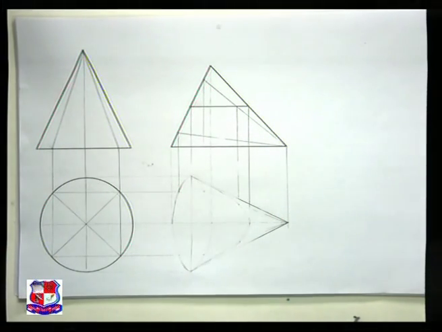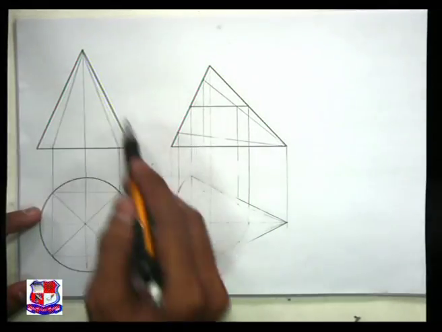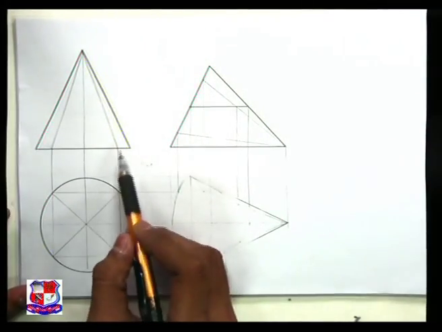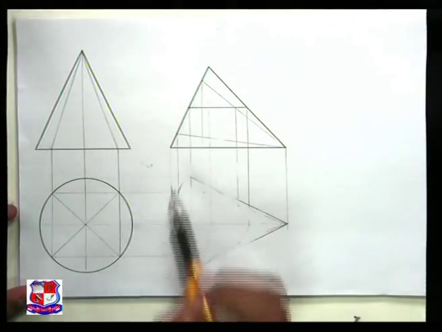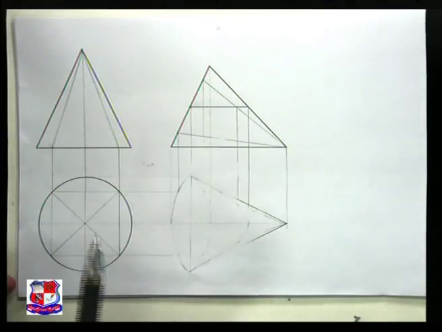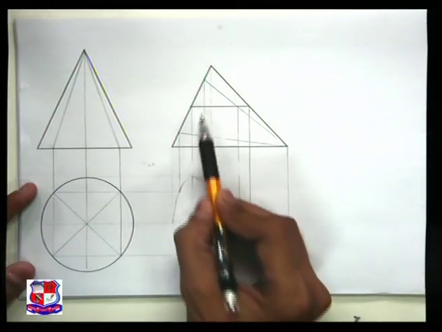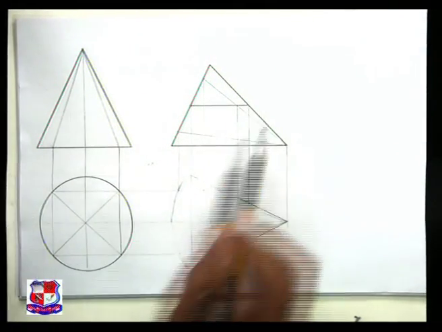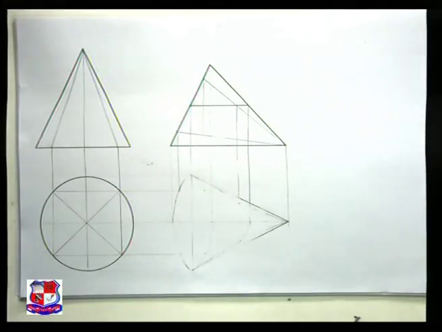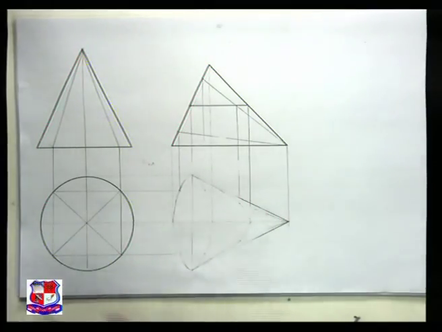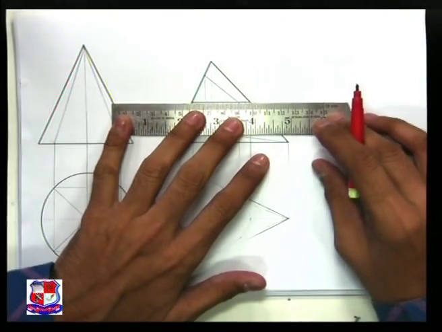After that we have to tilt this front view like this, and after tilting take projections from each point and draw the top view. This we did in previous examples as well. Now this is the cutting plane which is given, which is parallel to the horizontal plane. So the cutting plane should be drawn like this.